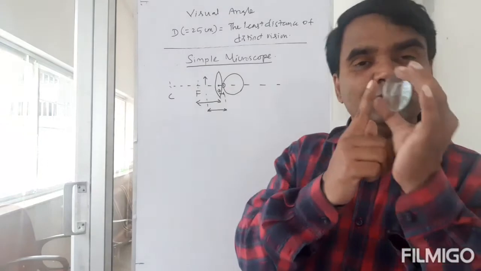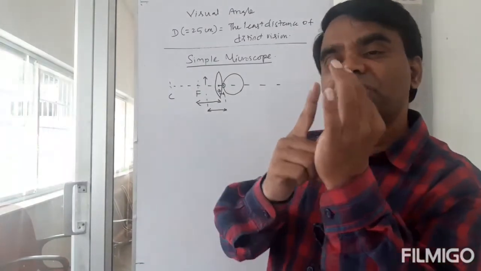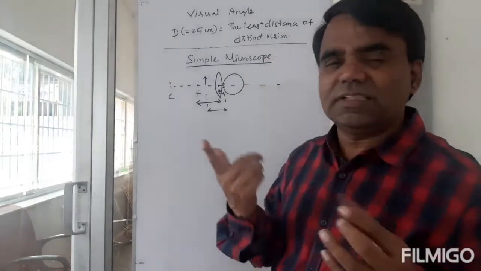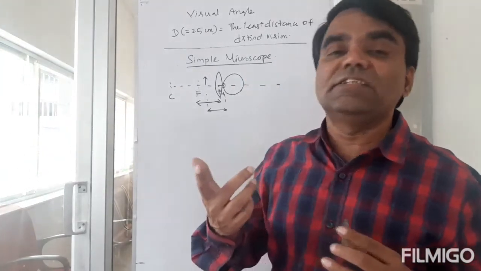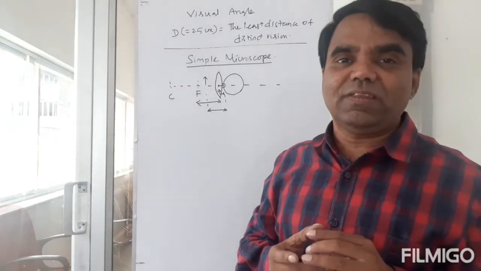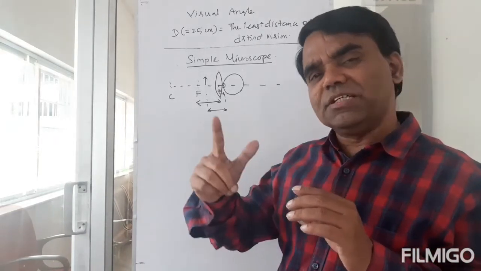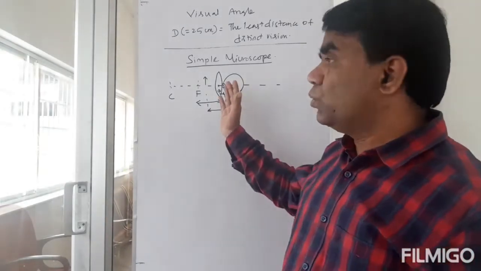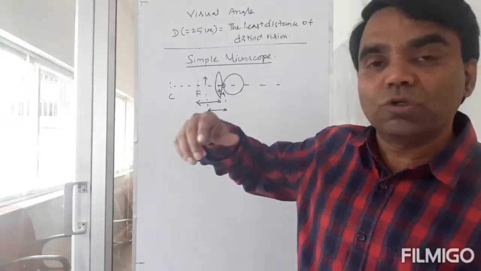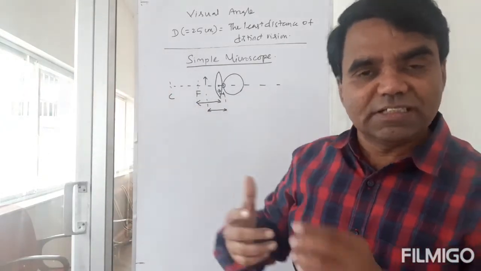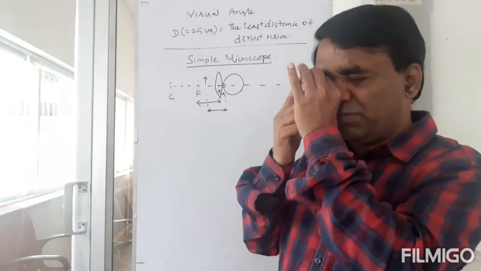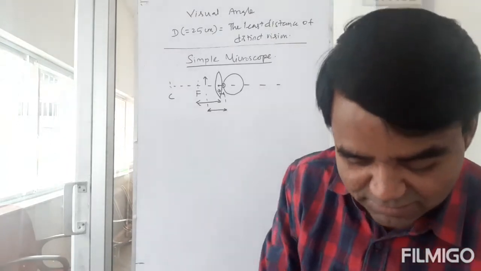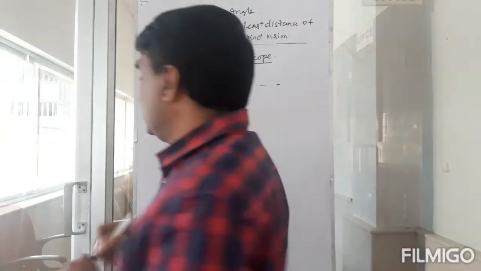then look at this. The distance between the object and my eye is less than 25 centimeters. So I can see the image clearly. Why? Because the image will be formed beyond 25 centimeters. But when the image is formed beyond 25 centimeters, the image is going to look bigger, right? That's the advantage here.